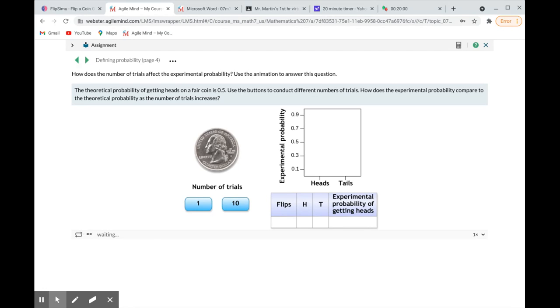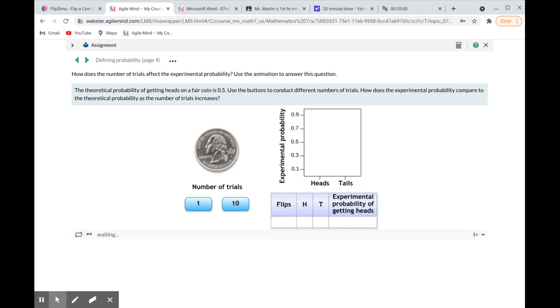All right, tell me this. Why is the theoretical probability 5/10 or 50%? Does anybody know? Because it's a 50-50 chance. Correct. It's a 1 out of 2 chance. So if you did 1 divided by 2, you're going to get 0.5, right?